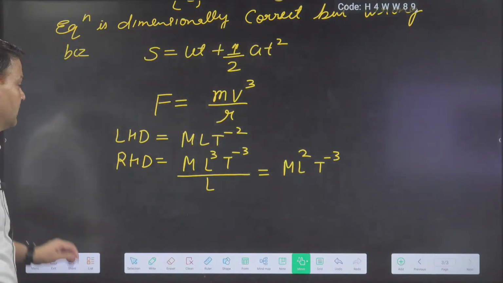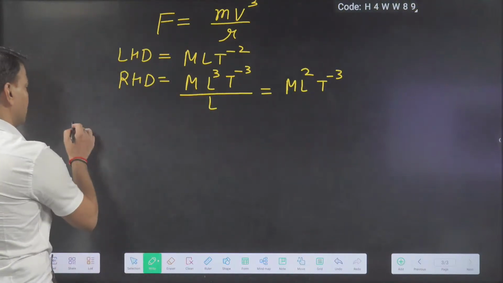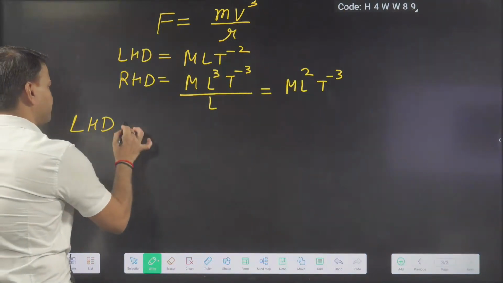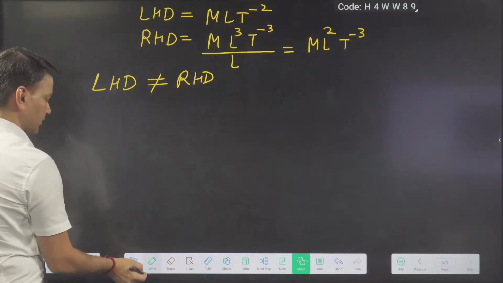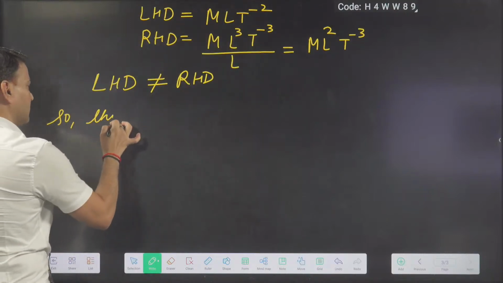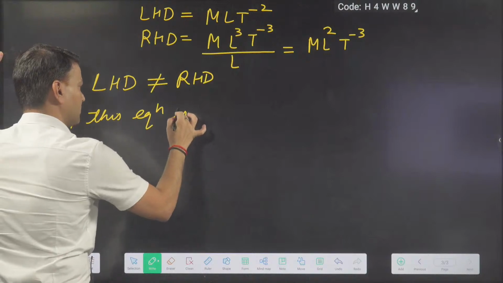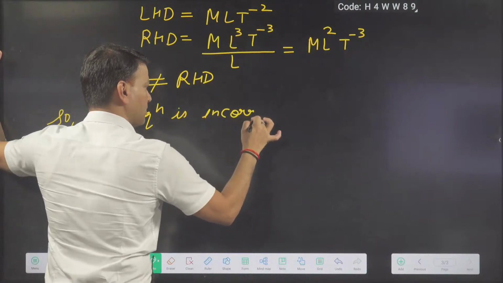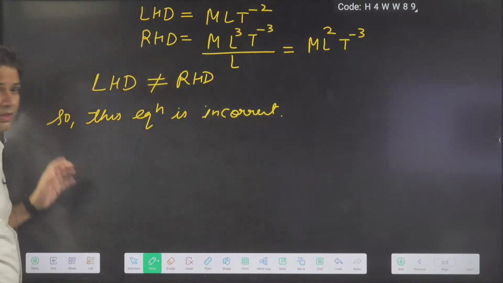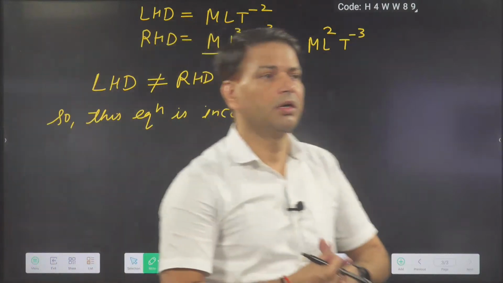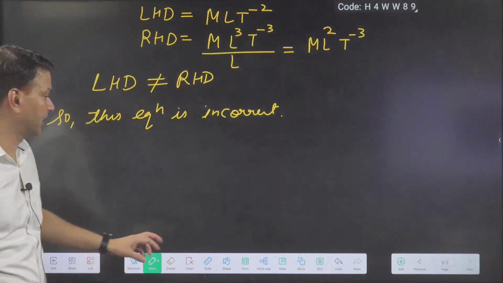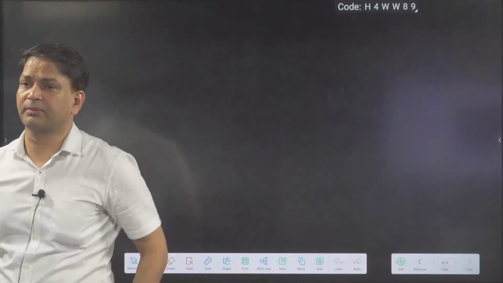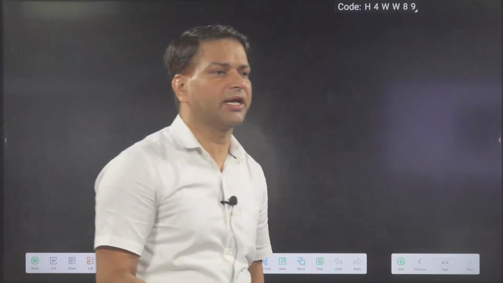Everybody got or not? So this LHD is not equal to RHD. So everybody got. So what we learned, if the equation is dimensionally correct, then it may or may not be correct. But if the equation is dimensionally incorrect, then it will be always incorrect. Okay.